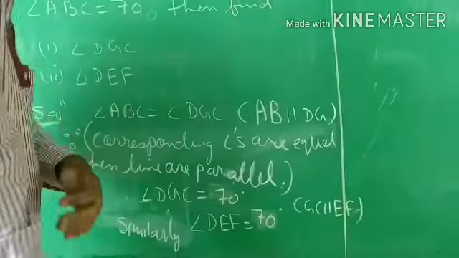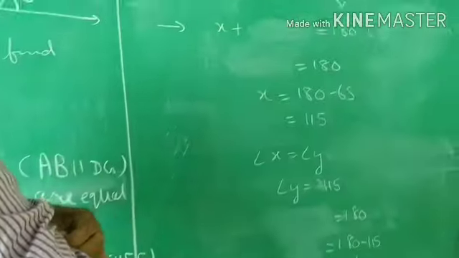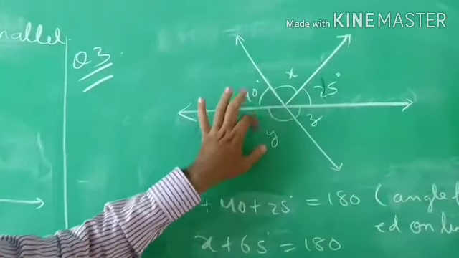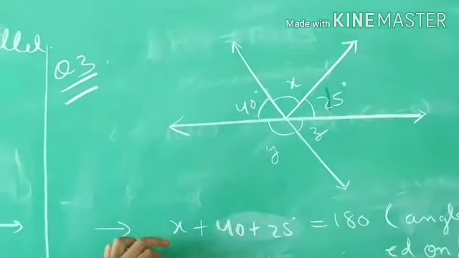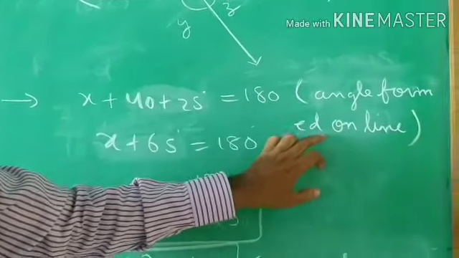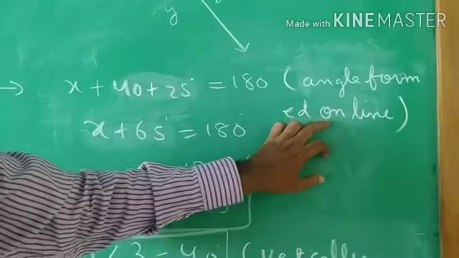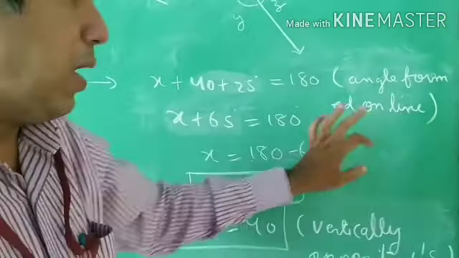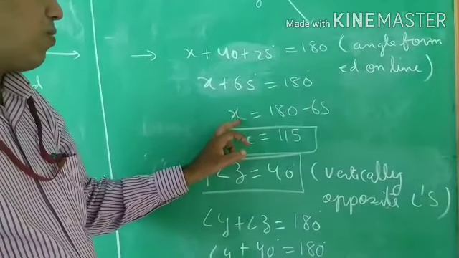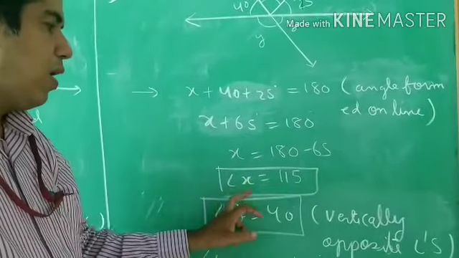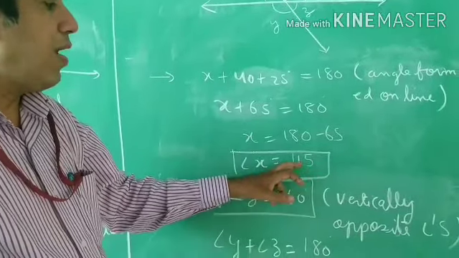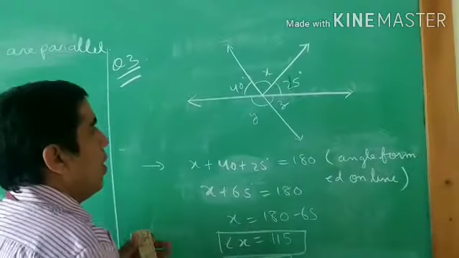Got it? Now next, you can see question number 3. Here we have to find out x, y and z. Now x plus 40 plus 25 is 180 degrees, angle sum property, angle formed on the line. You can see x plus 65 is equal to 180. So x is equal to 180 minus 65, angle x is equal to 115 degrees. I think it is clear to you why it has been written like this. You can see it is on the line.